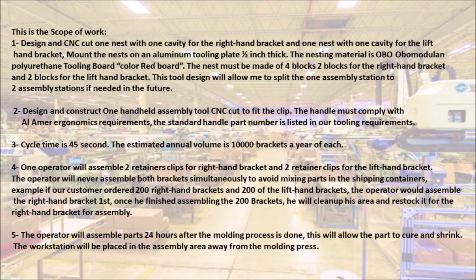4. One operator will assemble 2 retainer clips for right hand bracket and 2 retainer clips for the left hand bracket. The operator will never assemble both brackets simultaneously to avoid mixing parts in the shipping containers. Example, if our customer ordered 200 right hand brackets and 200 of the left hand brackets, the operator would assemble the right hand bracket first. Once he finished assembling the 200 brackets, he will clean up his area and restock it for the left hand bracket assembly.